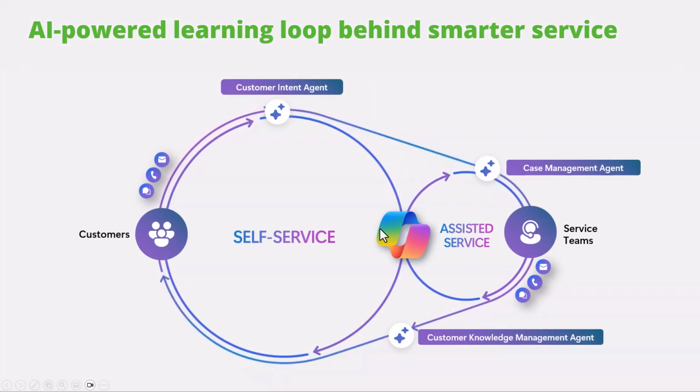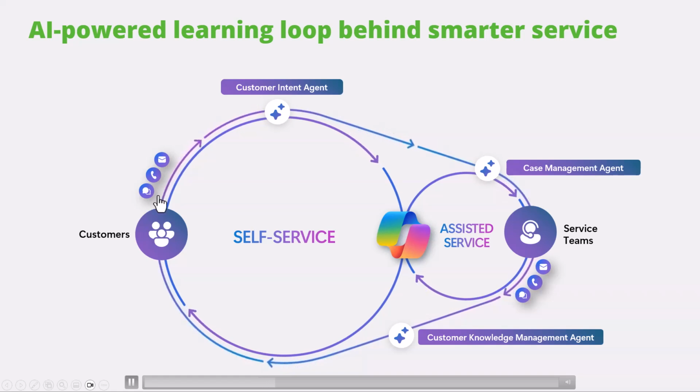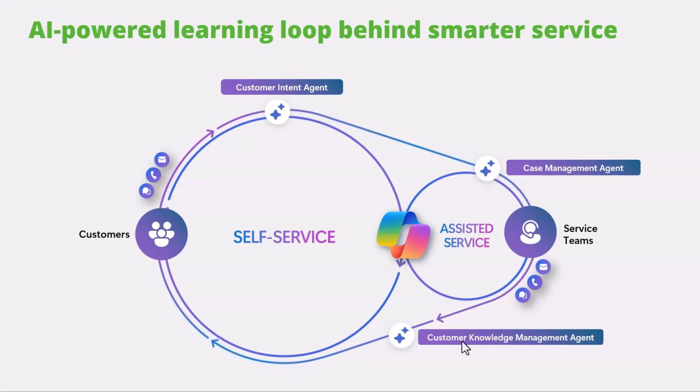And again, that AI-powered learning loop. Your customer reaches out, the intent agent identifies the intent, and walks the customer service rep through troubleshooting. The case management agent creates a case automatically, updates the case, follows up with the case. There's a knowledge management agent, which can look at all the historical conversations and draft knowledge articles for new issues that come up, so that the next time they come up, there's a knowledge article and some self-service capabilities.